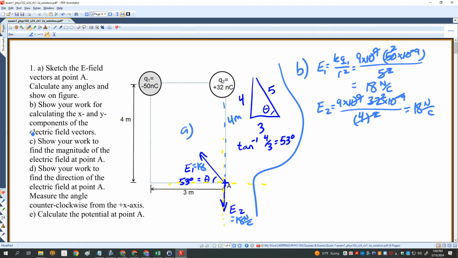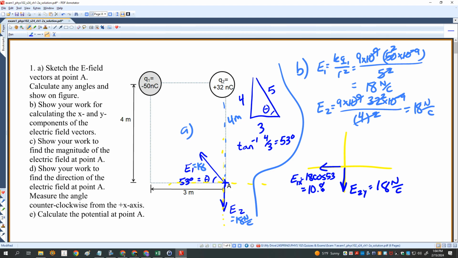Now I want to find the x and y components. So look, I'm just going to redraw my coordinates right here, and we will now write in our x and y components. So E2y is equal to 18. It's actually negative 18 because it's in the negative y direction. E1x is going to be 18 times cosine of 53. Let's see, 18 cosine of 53, that's 10.8.